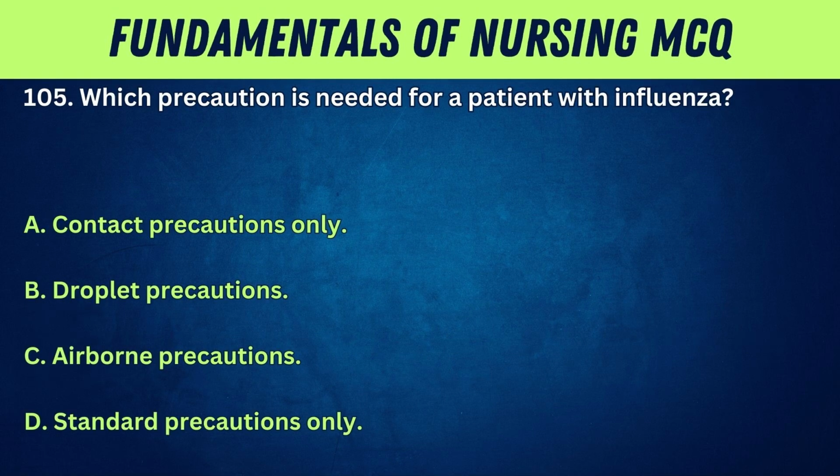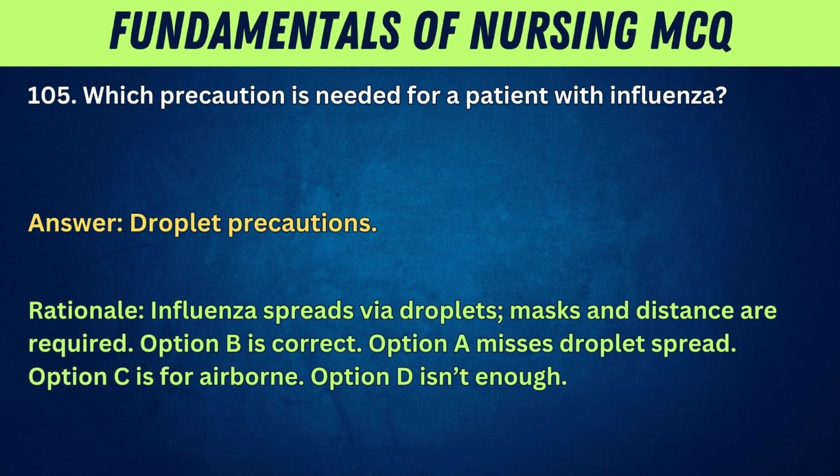105. Which precaution is needed for a patient with influenza? A. Contact precautions only. B. Droplet precautions. C. Airborne precautions. D. Standard precautions only.